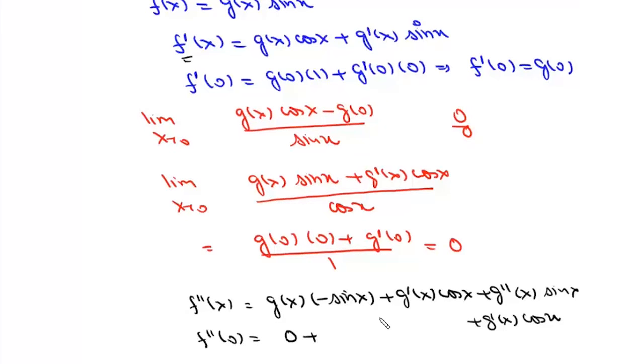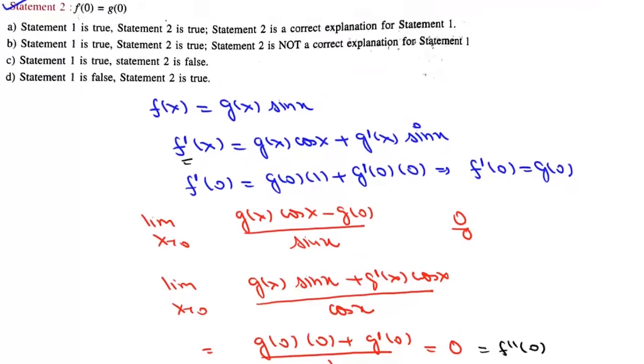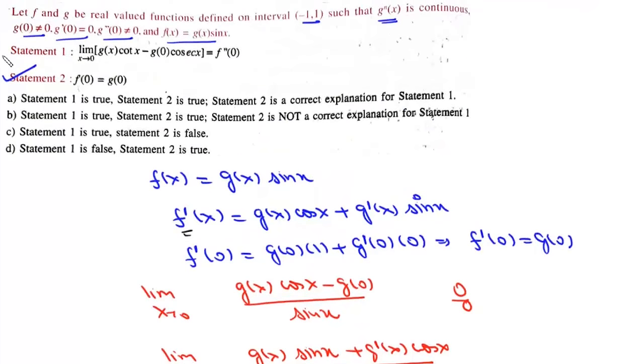Sin 0 is 0. Now g dash 0 is 0. And here g dash 0 is 0. So f double dash is 0. So it will be equal to f double dash 0. That means this statement 1 is also correct.